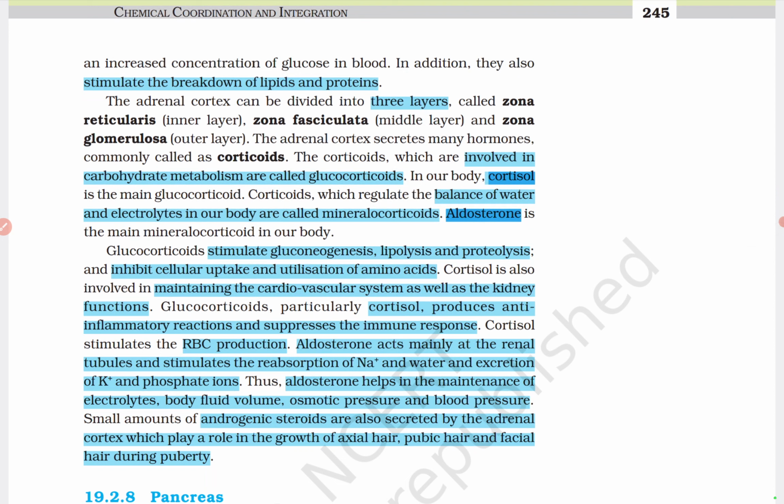The adrenal cortex is divided into three layers: zona reticularis, the inner layer; zona fasciculata, the middle layer; and zona glomerulosa, the outer layer. We have already seen this in the diagram in that PDF. The adrenal cortex secretes many hormones commonly called corticoids. The corticoids which are involved in carbohydrate metabolism are called glucocorticoids. In our body, cortisol is the main glucocorticoid. Corticoids that regulate the balance of water and electrolytes of the body are called mineralocorticoids, for example, aldosterone.